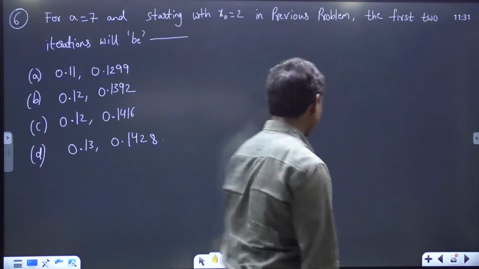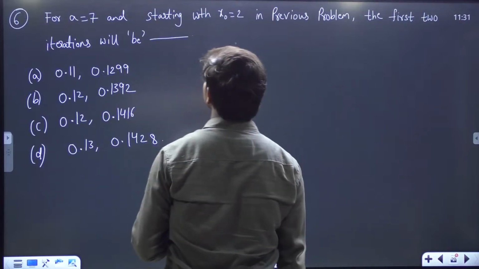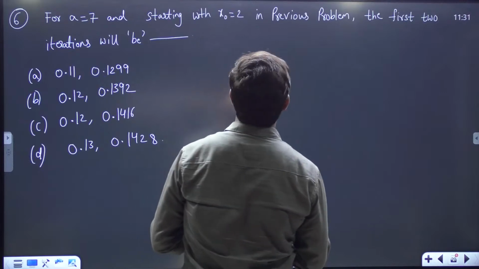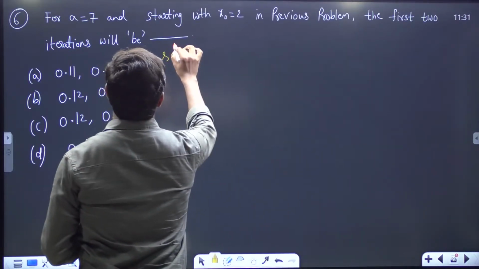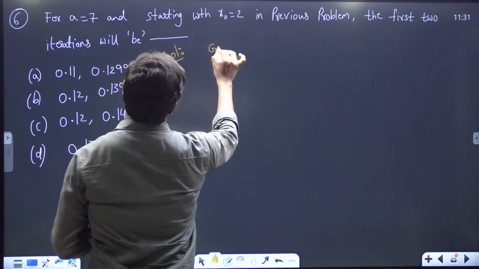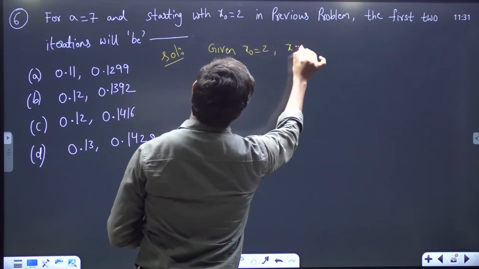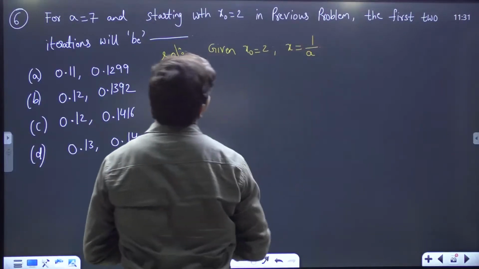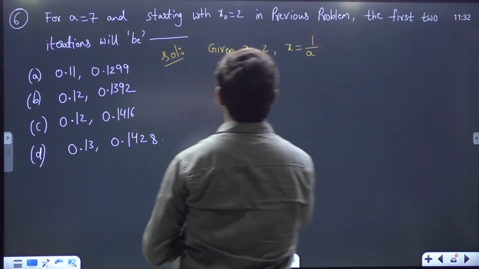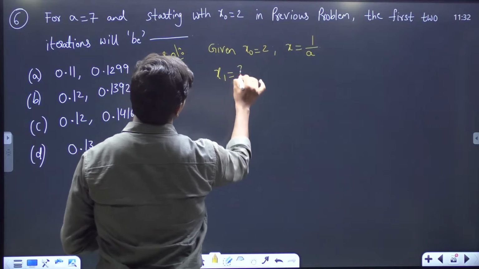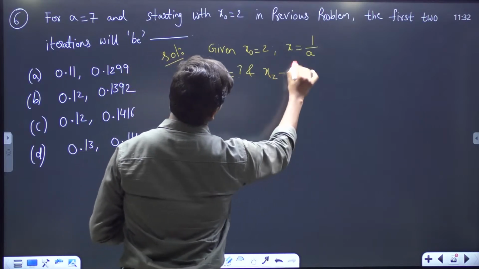Okay, so see here, this is the next question. For a is equal to 7 and starting with x naught is equal to 2 in the previous problem, where x is actually 1 by a is the equation, the first two iterations will be, means if x naught is equal to 2, what about x1 and x2? This is the question he is asking for.